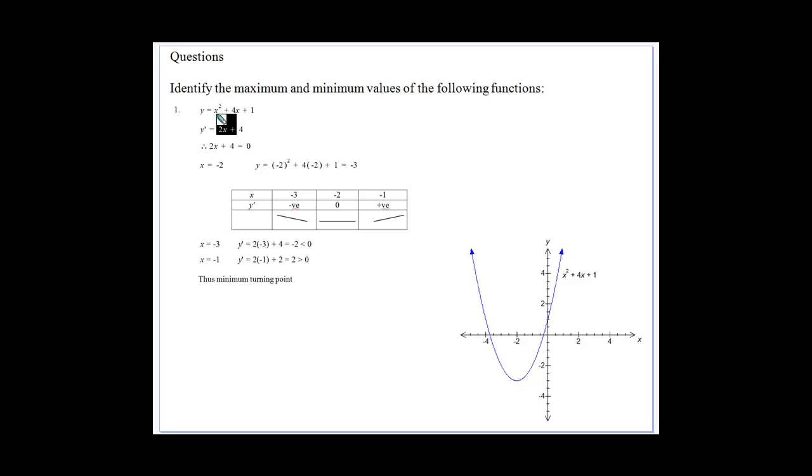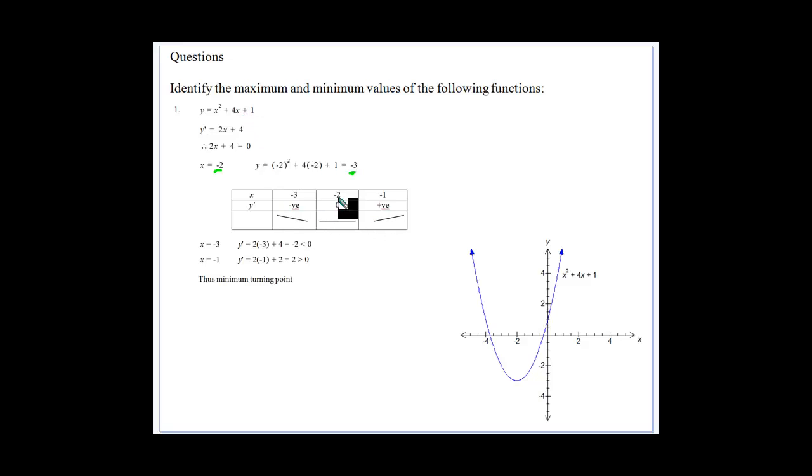So let's have a look at some more problems. x squared plus 4x plus 1. What do we need to do to find the maximum and minimum values here? We get our first derivative, and we set our first derivative equal to 0. We get x equal to minus 2, and then we get our value of minus 3 when we sub it back into the equation. Then we test our values.